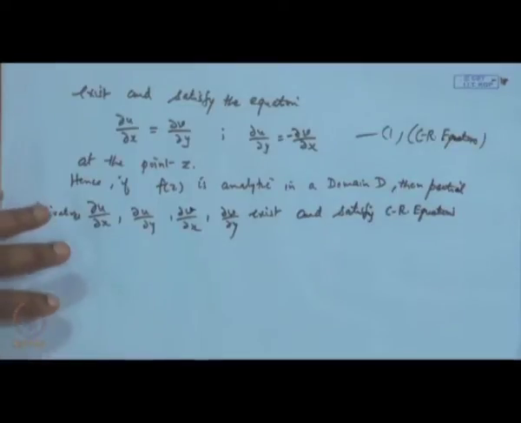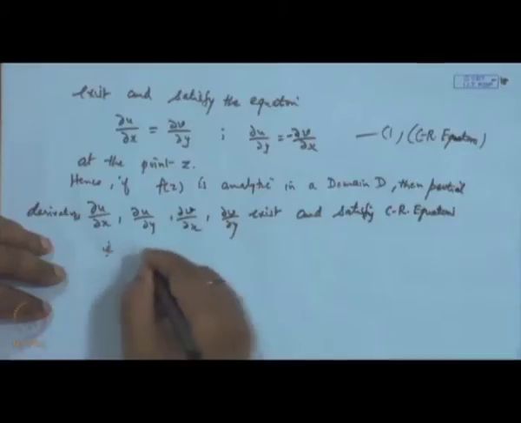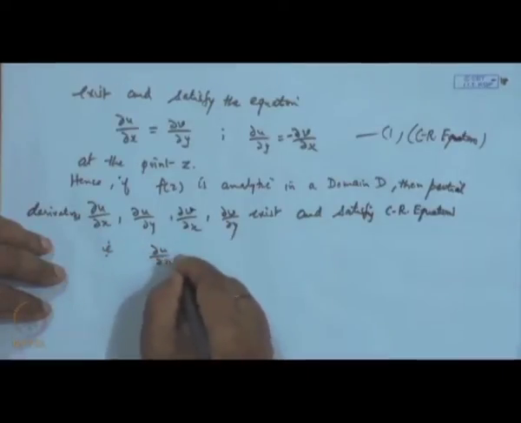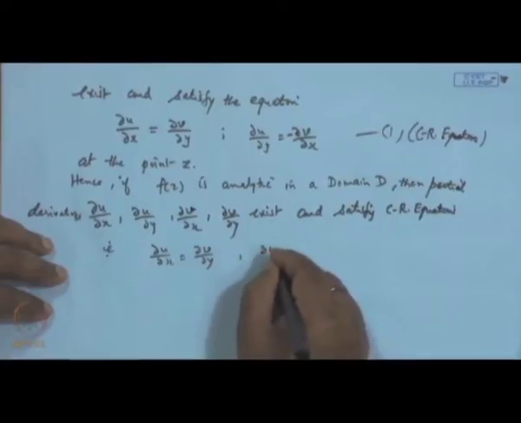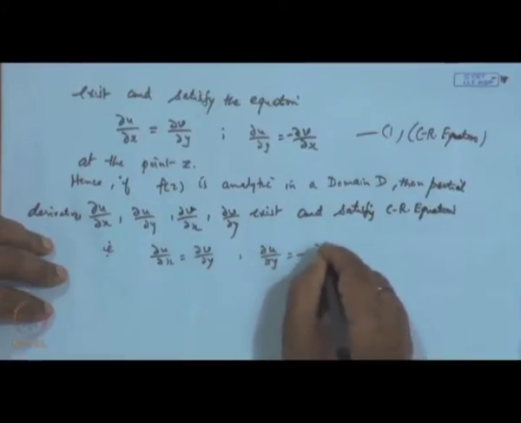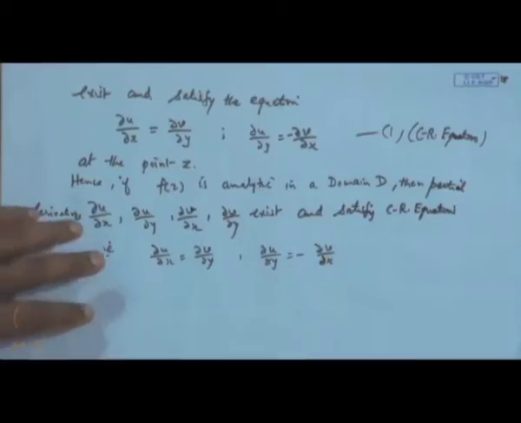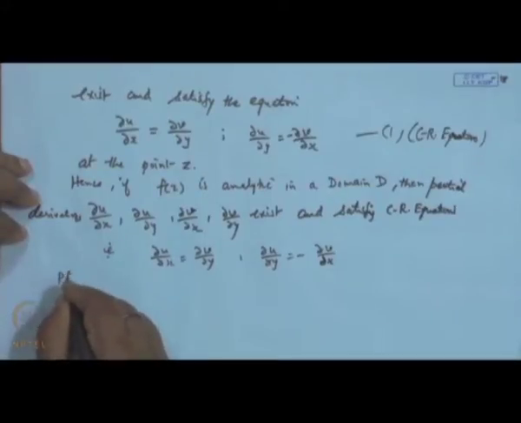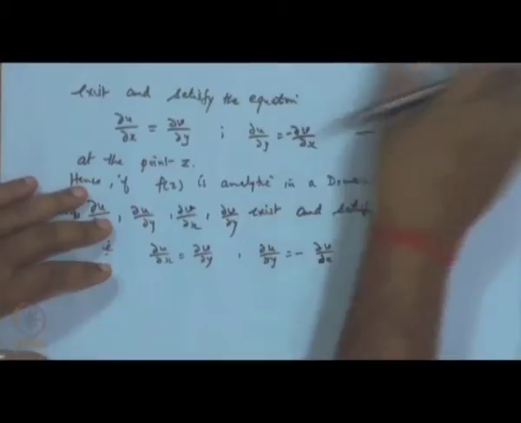Cauchy-Riemann equations. That is, del u over del x is del v over del y, and del u over del y is minus del v over del x. So, these are the necessary conditions. See the proof of this result first, and then we go for the sufficient part.